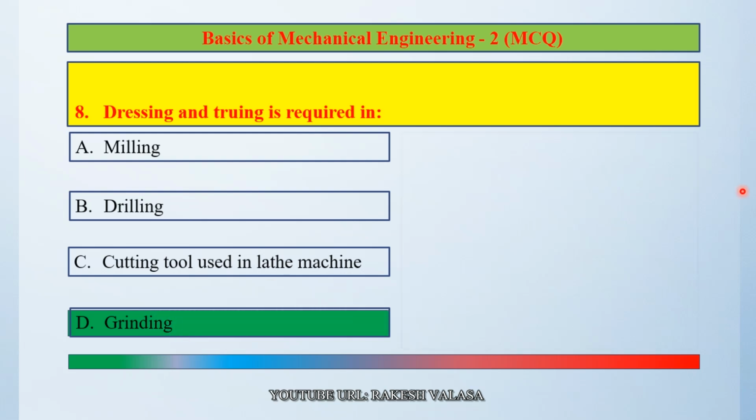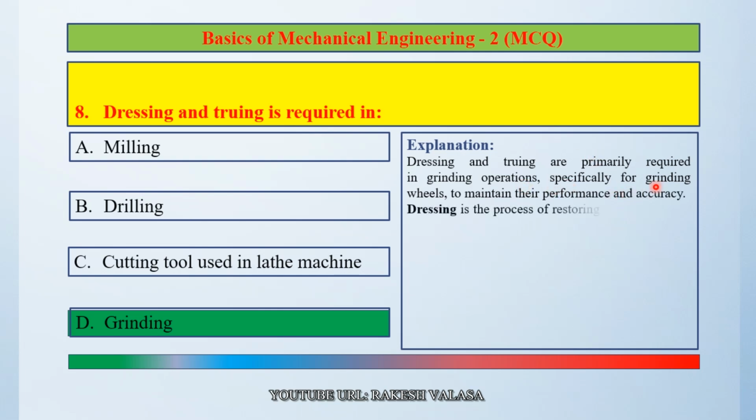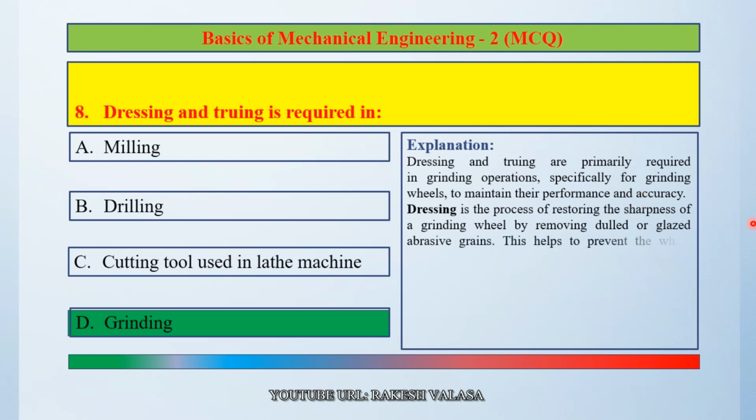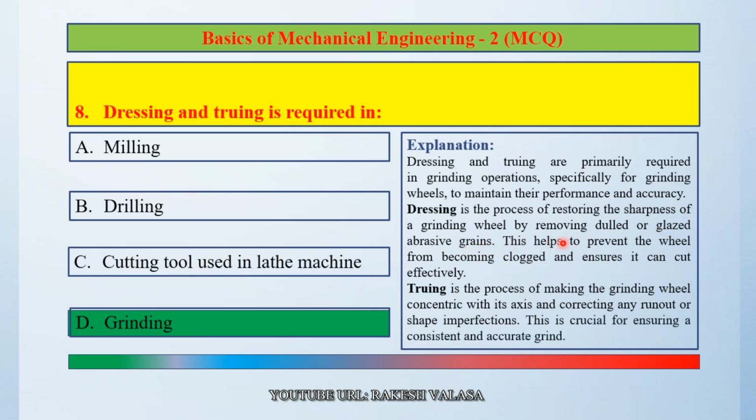Let us see the explanation. Dressing and truing are primarily required in grinding operations, specifically for grinding wheels to maintain their performance and accuracy. Dressing is the process of restoring the sharpness of a grinding wheel by removing dulled or glazed abrasive grains. This helps to prevent the wheel from becoming clogged and ensures it can cut effectively.